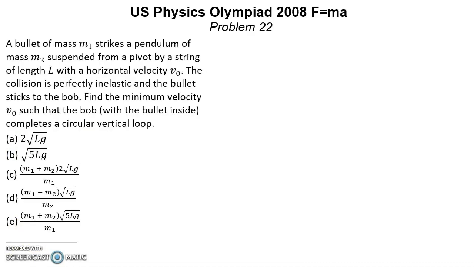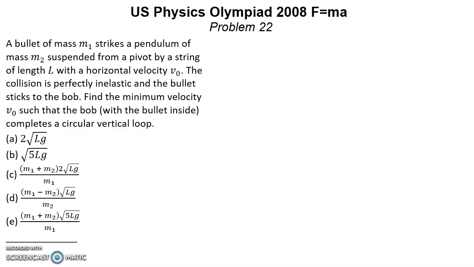Problem number 22. A bullet of mass m1 strikes a pendulum of mass m2 suspended from a pivot by a string of length big L with the horizontal velocity v0. The collision is perfectly inelastic and the bullet sticks to the bob. Find the minimum velocity v0 such that the bob with the bullet inside completes a circular vertical loop.